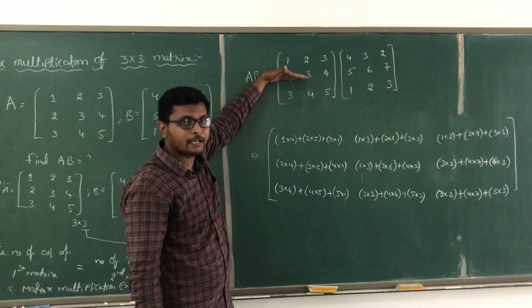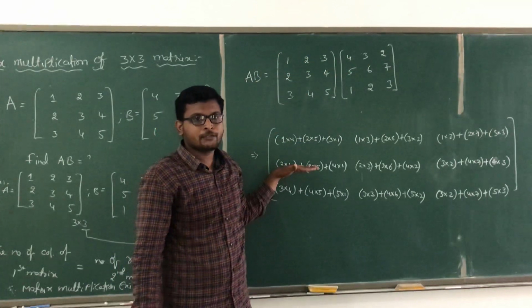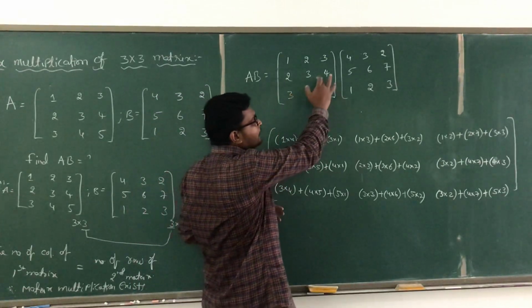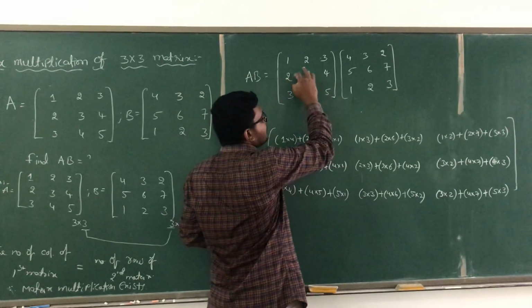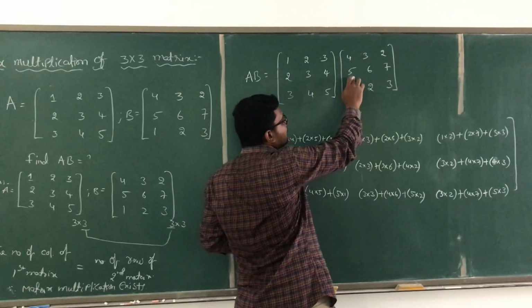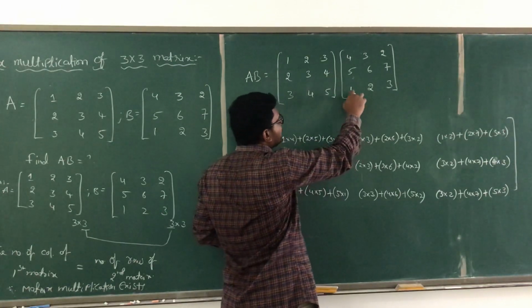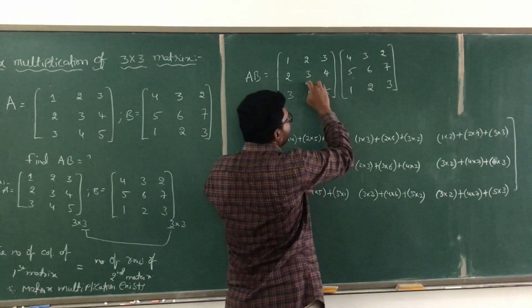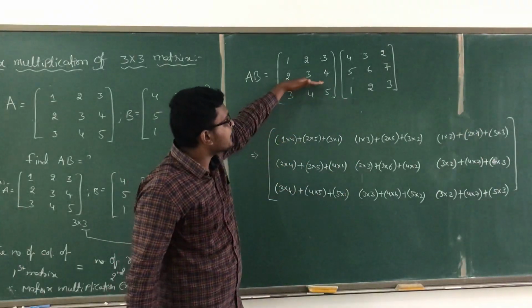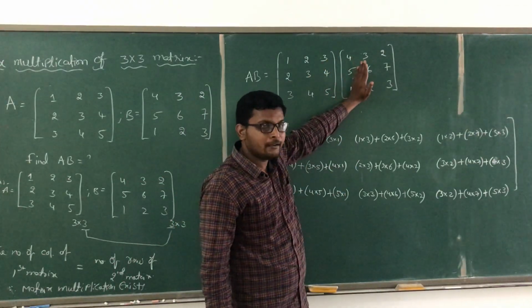As we are moving to the second row, here also we have to move to the second row. Now the multiplication is the same, vice versa. Second row with the first column: first element multiplied by first element plus second element multiplied by second element plus third element multiplied by third element. That is 2 into 4 plus 3 into 5 plus 4 into 1. Clear? Similarly, the first column is completed, right?